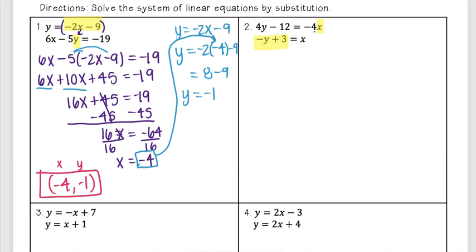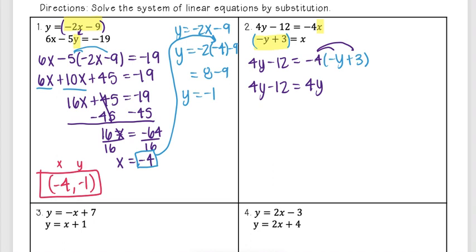So now instead of having 4y minus 12 equals negative 4x, I can have 4y minus 12 is equal to negative 4 times this negative y plus 3. And then I can solve it from there. So I can distribute my negative 4. So negative 4 times negative y, I get 4y. Negative 4 times negative 3, I get negative 12.